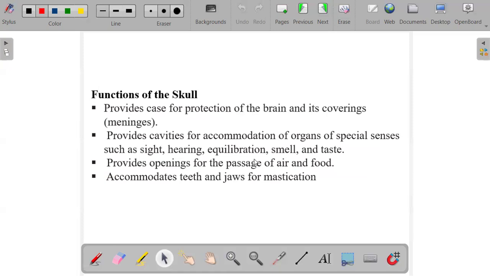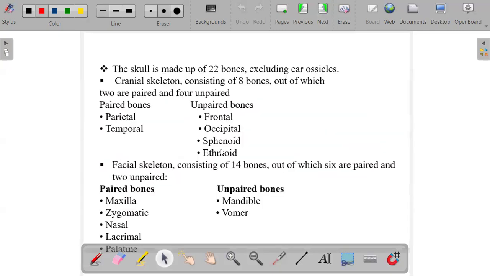So remember, we talked about the skull bone having 22 bones. Now, what are these 22 bones that make up the skull bone? Out of these 22 bones that the skull has, the cranial has 8 bones, out of which 2 are paired and 4 are unpaired. Okay, so this is the cranial skeleton. Remember, we talked about the cranial skeleton and the facial skeleton. The cranial skeleton has 8, while the facial skeleton has 14, in total 22.